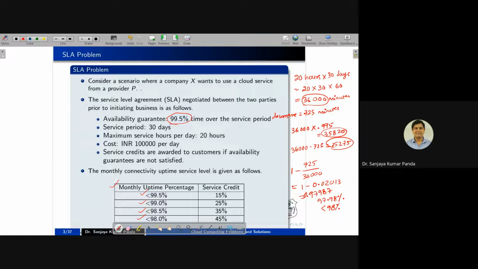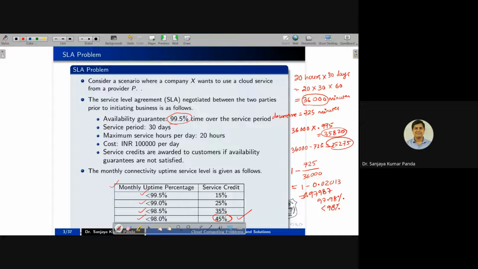So what service credit will we ask our provider for, as a customer? That is 45%. Is it clear why it is 45%? Because we have calculated 1 minus our outage time divided by the total time, and we found that the availability we achieved over the 30 days service period is 97.98%, which is below 98%. So our service credit is 45%.